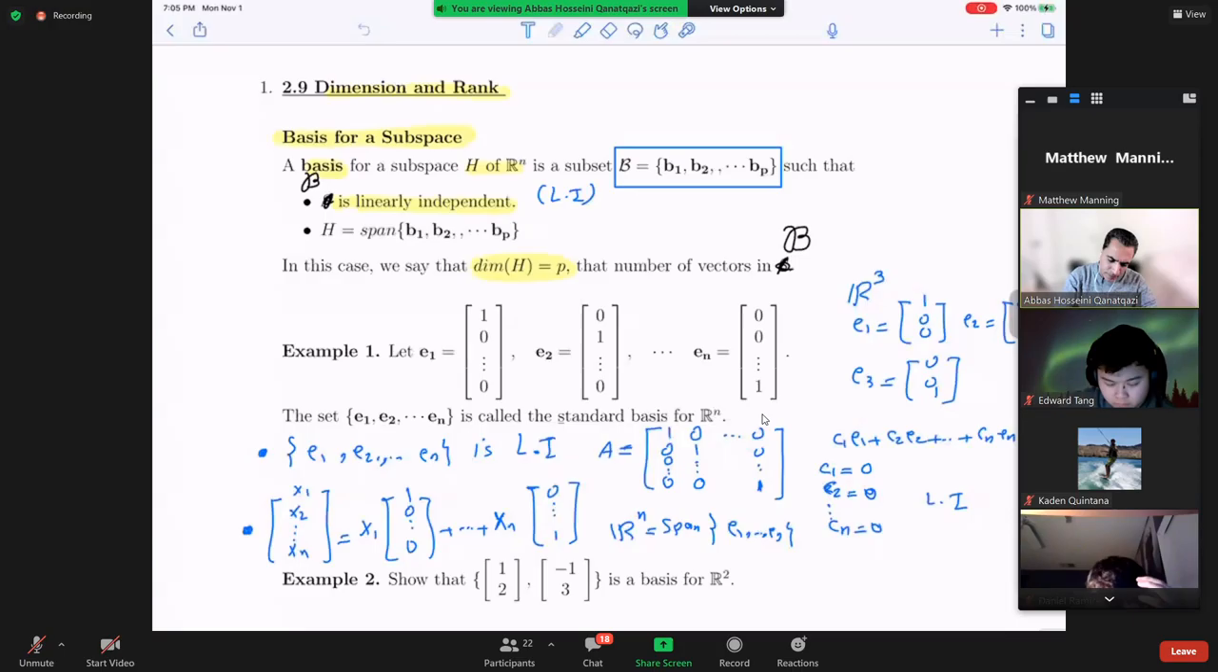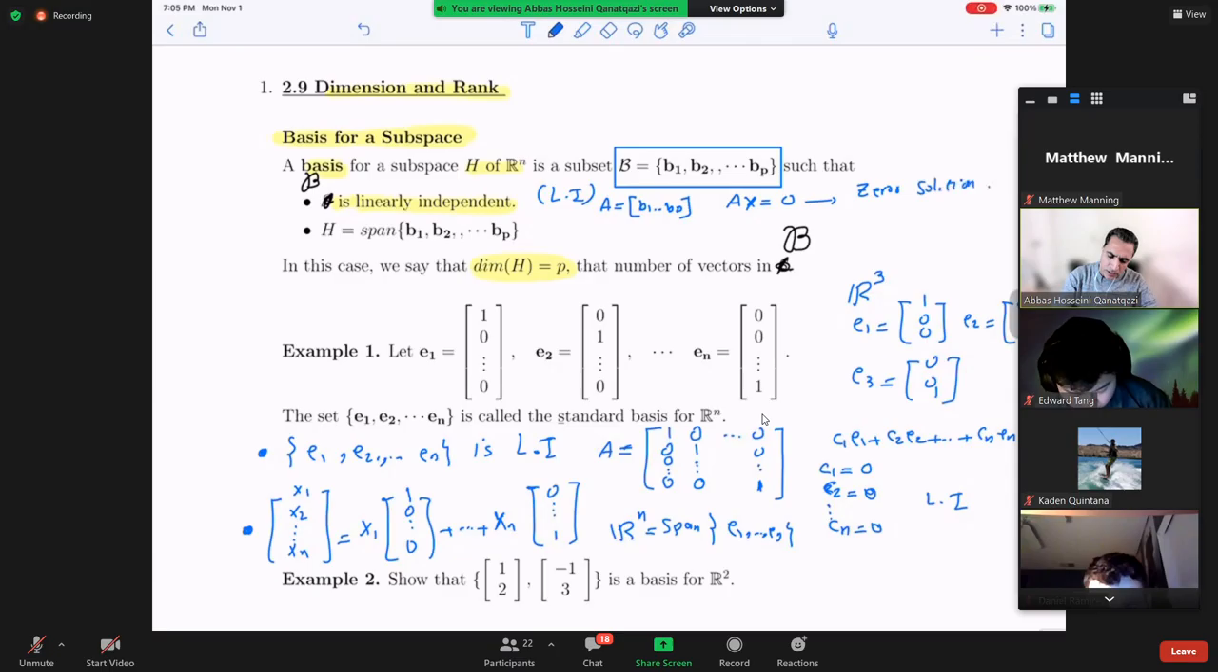Actually, to show that the set is linearly independent, we put the vectors b1 through bp in a matrix, and then we solve Ax equals zero. A zero solution means that they are linearly independent, right? A non-zero solution means they are linearly dependent. There is a pivot in every column, in every column, yeah. This is how we can check. Ax equals zero having only the zero solution means the same thing that you wrote there. They are equivalent, right?